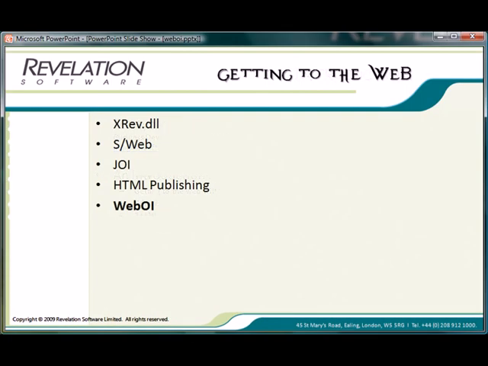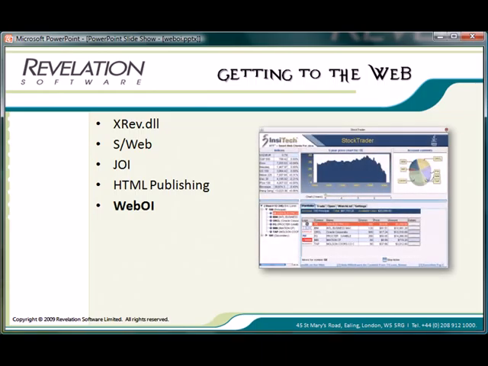Prior to the release of WebOI, developers had a number of technologies available to them when it came to getting OpenInsight data to the web. These technologies include XRevDLL, which is Revelation's communication object and calls RevCapi, and enables developers to make external calls straight into the engine and to query OpenInsight's linear hash data. This technology was used by many people prior to Revelation releasing easier to use web technologies such as Joy. Joy enables you to create graphically rich Java-based applications.